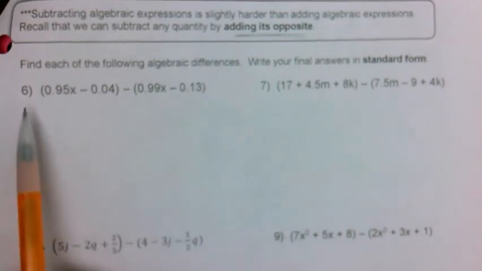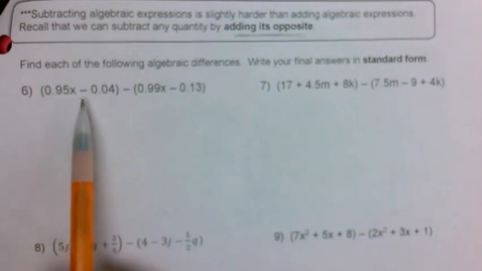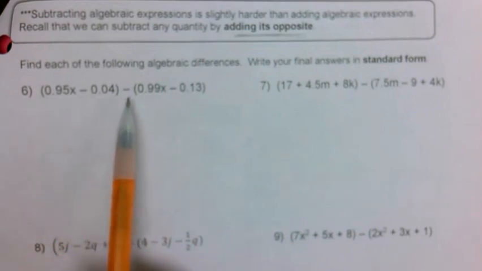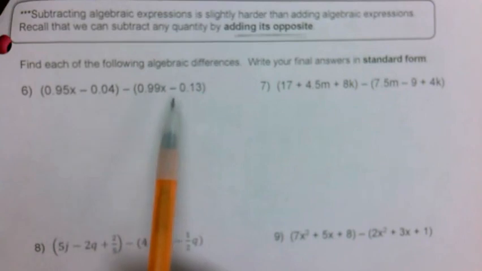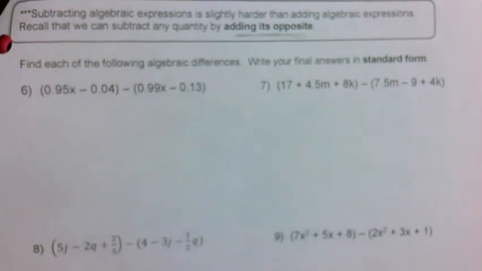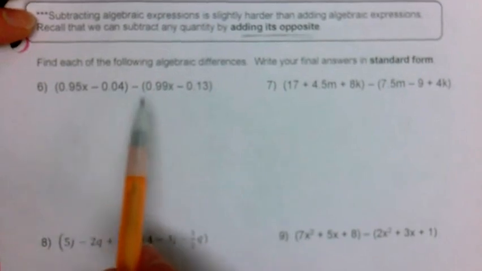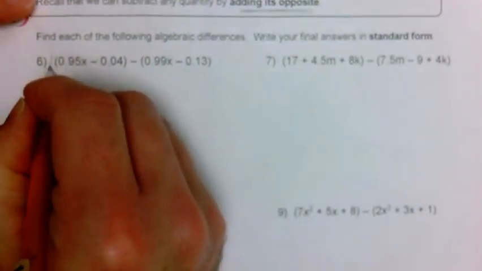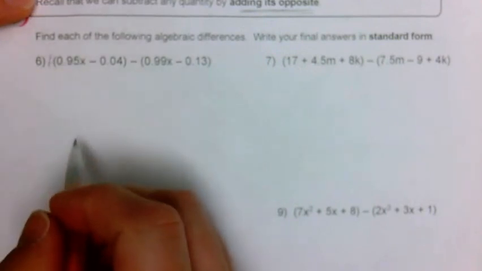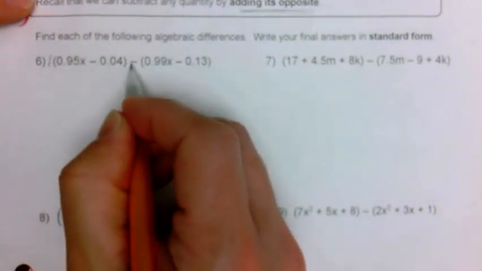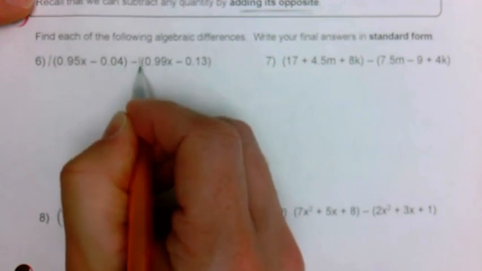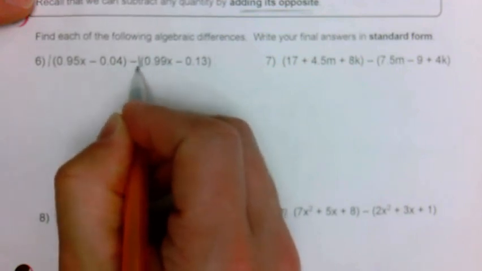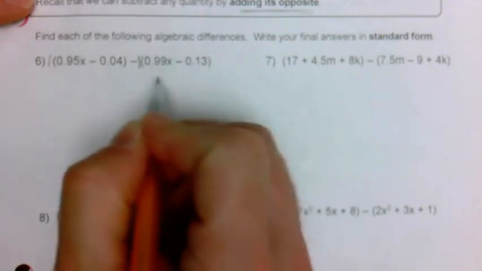All right, in example number 1, I have the expression 95 hundredths x minus 4 hundredths, and I'm going to subtract from that the expression 99 hundredths x minus 13 hundredths. Okay, again, my expressions are written inside of parentheses here to start. I want to get rid of those parentheses, so I'm going to use my distributive property to start. There's an invisible 1 in front of this first set of parentheses, but instead of the second set of parentheses, there's really a negative 1 right here. So I'm going to distribute negative 1 to each term in the second set of parentheses.